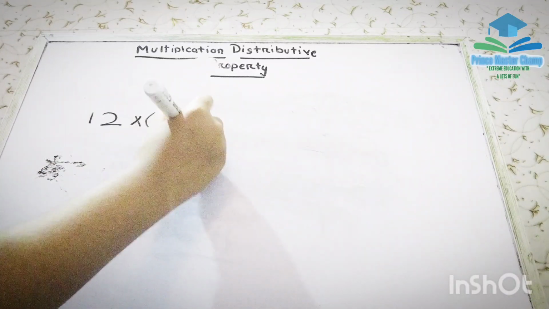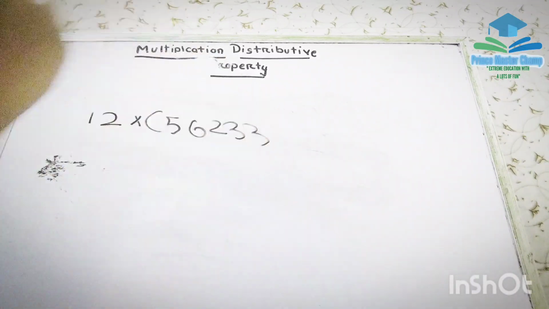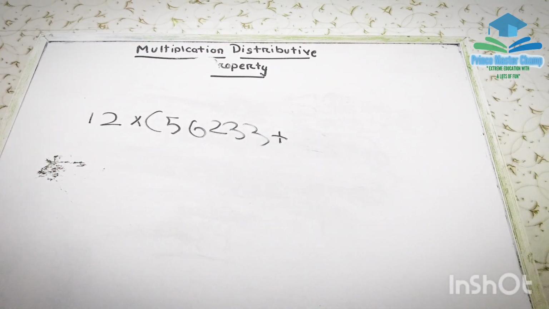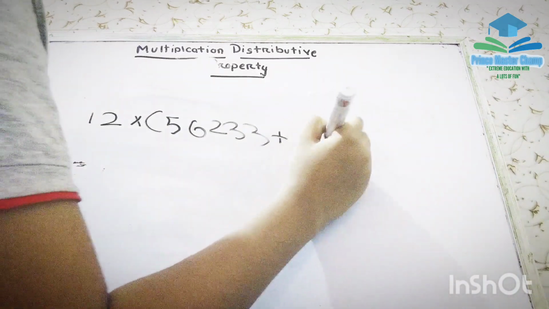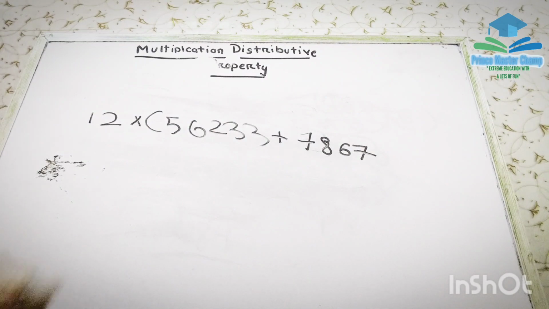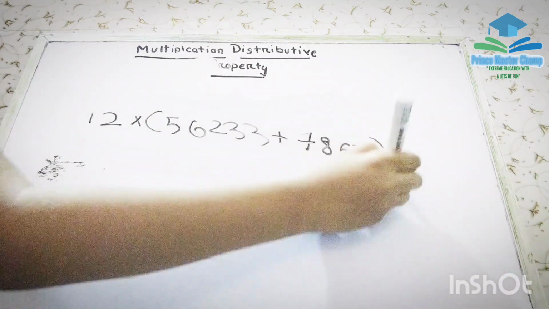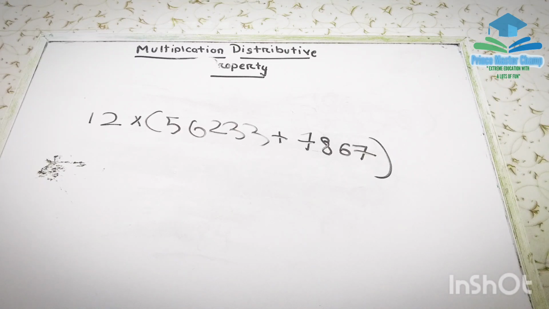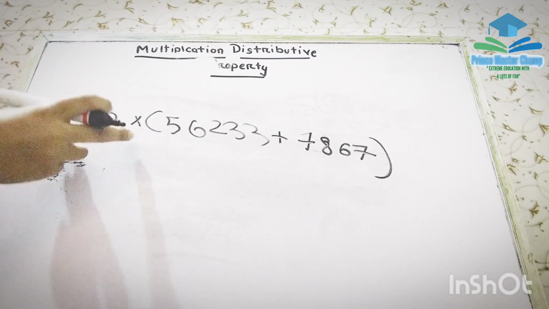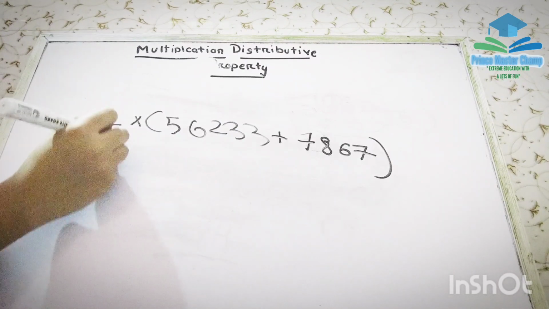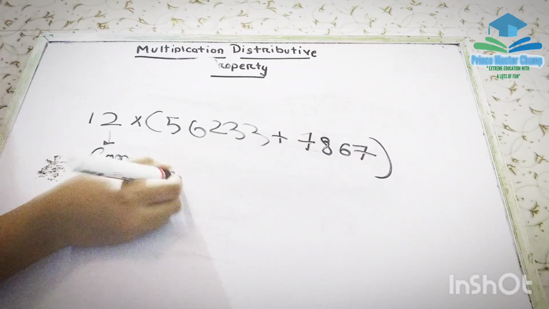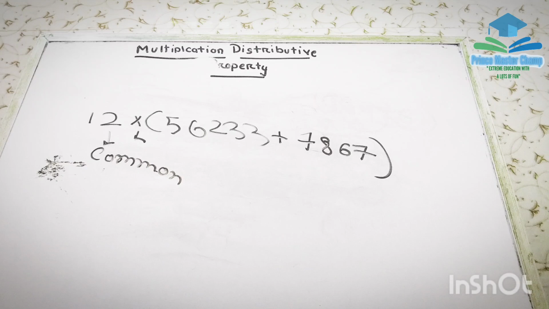5, 6, 2, 3, 3. 56233 plus another number we did have, which is 7867. This was our other number. Now when we started with the bracket, we just need to give the end of a bracket as well. So now these two 12s which we had, we just took as common, as 12. Okay, now this number is known as common. And this multiplication is also the same.